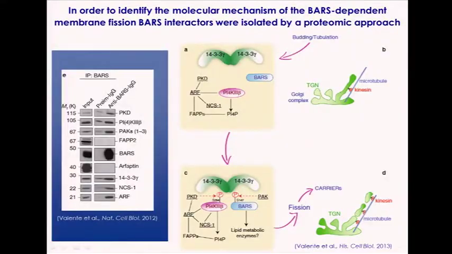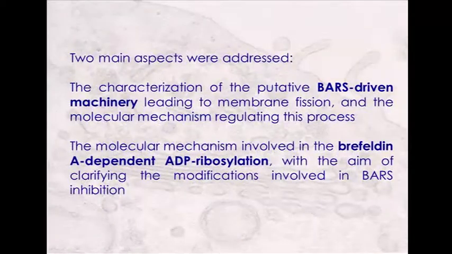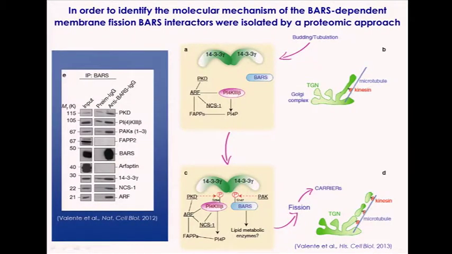To address the first point, we identified the interactors of BARS in the process. We did this by using an immunoprecipitation approach followed by a proteomic approach. Here, again, I will summarize a long series of experiments, which I'll be ready to discuss later if you are interested. What we discovered was a number of interactors, and to our satisfaction, we discovered that among them there were a number of proteins already known to be relevant in the tubulation process.